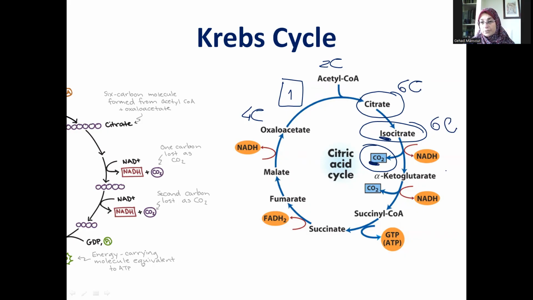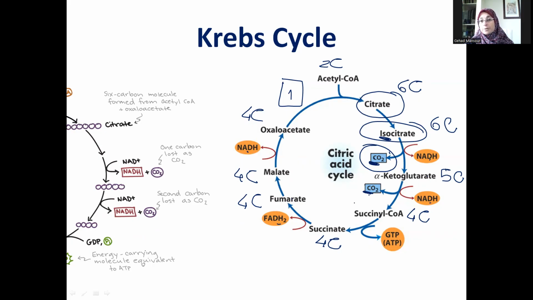Since you removed carbon here, alpha ketoglutarate will consist of 5 carbon atoms. Another carbon atom is removed here as carbon dioxide. So succinyl coenzyme A consists of 4 carbon atoms. Here, all we have done is add phosphate, and the succinate also consists of 4 carbon atoms. Since we didn't remove any carbon dioxide, the number of carbon atoms will remain the same. It's worth noting that we have 3 reduced NAD molecules that have resulted and 1 reduced FAD molecule, as well as 2 carbon dioxide molecules.